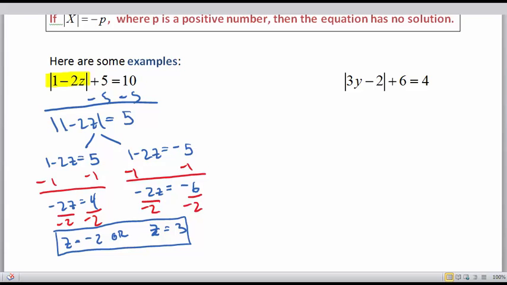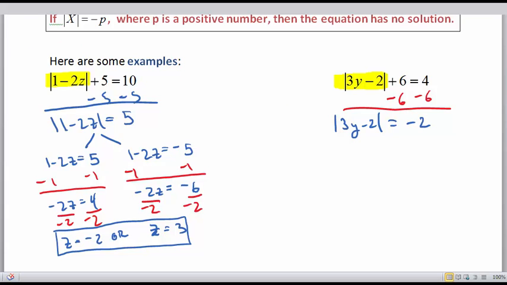Now my second example is going to be a little bit different, right? But I go through the same process, right? My process was isolate the absolute value expression. So in this case, here's my absolute value expression, absolute value of 3y minus 2. So how do I isolate this? I would isolate this by getting rid of the 6, by subtracting 6 from both sides. And now this is where you got to be a little careful, because I now have the absolute value of 3y minus 2 equals negative 2.